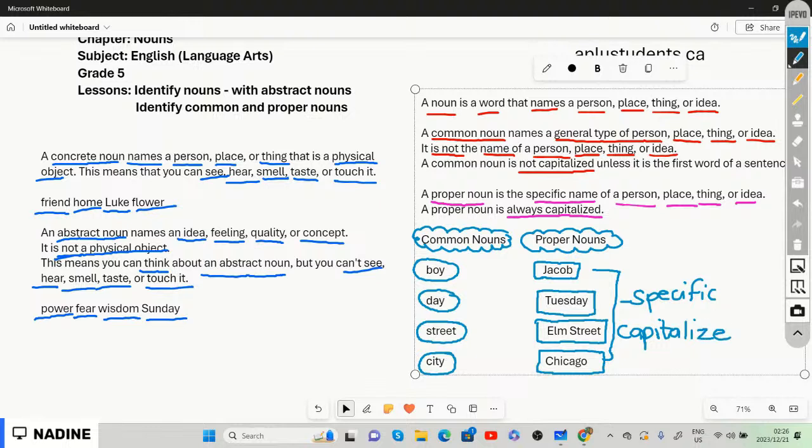And we need to capitalize proper nouns. Whereas common nouns are generalized. And we do not capitalize common nouns, right?